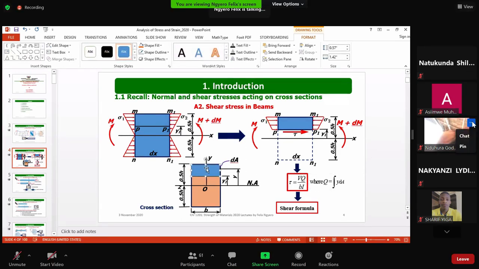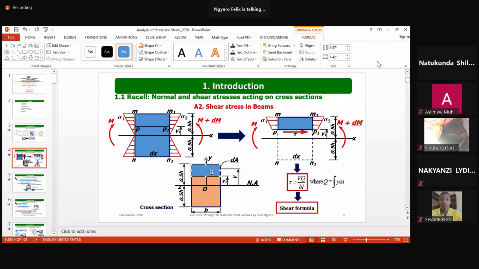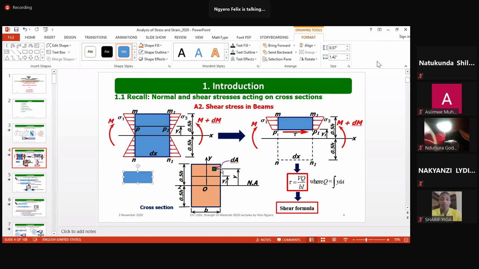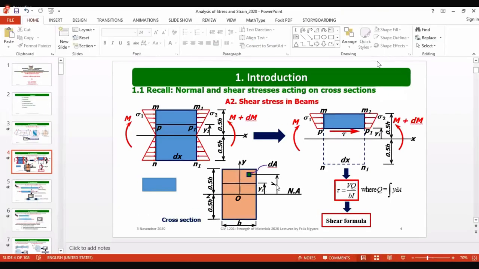So you have to get the first moment of this area, and it has to be about the neutral axis. That area is denoted by this element, dA. So we take the moment of that area, dA, about the neutral axis. The distance of the centroid of the area dA from the neutral axis we denoted by y, this y here. So that is how you compute the value of Q. Okay, thank you.